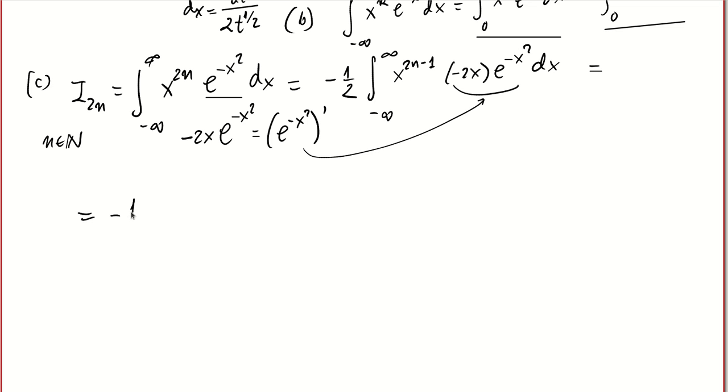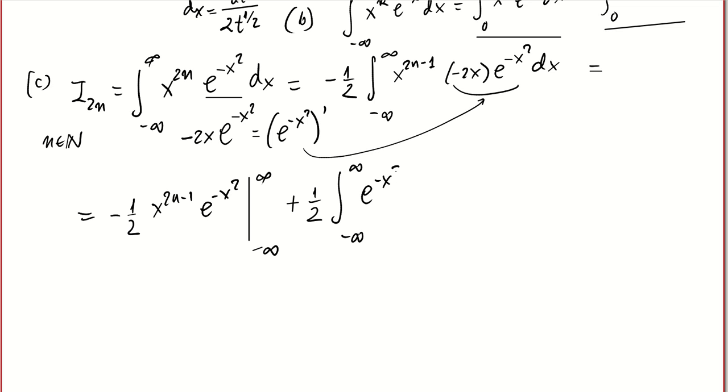So we have minus 1/2, then this function x^(2n-1), then this exponential, and then we have the limits, which are these two limits. And we have to subtract, but since there is a minus here, we have to add 1/2 the integral of the function e^(-x²) times the derivative of this function, which is (2n-1) times x^(2n-2), dx.